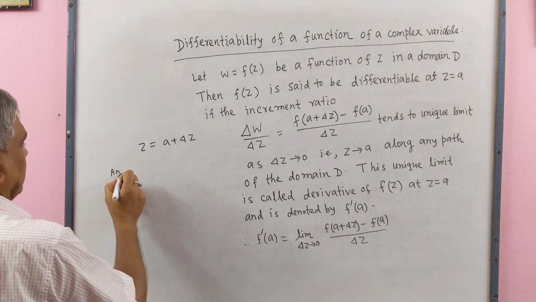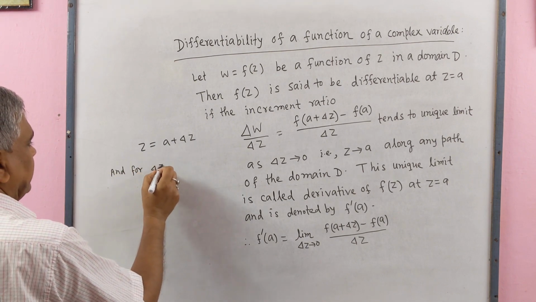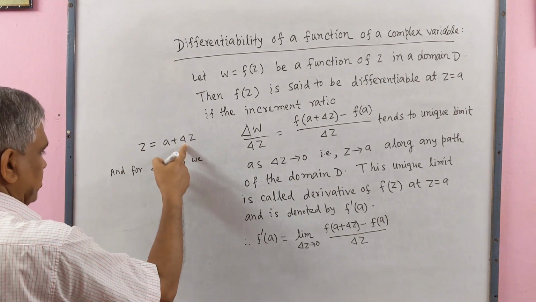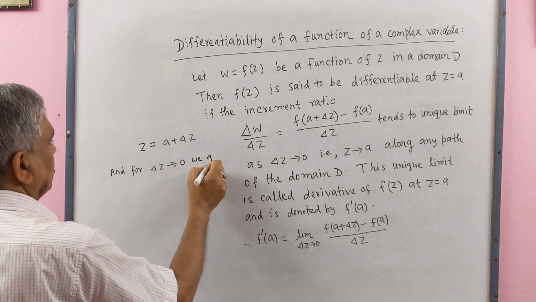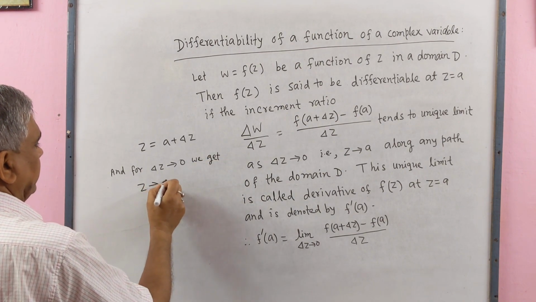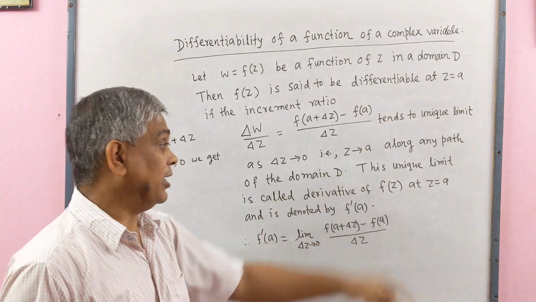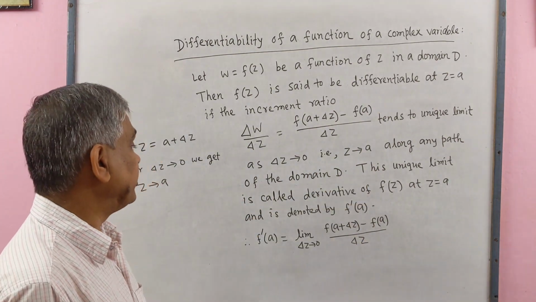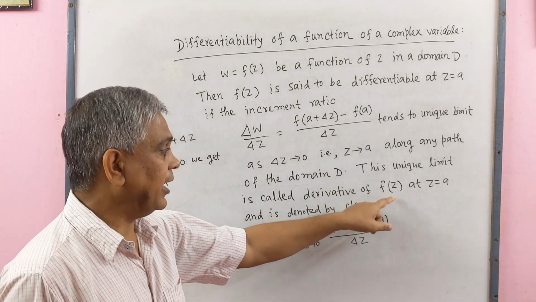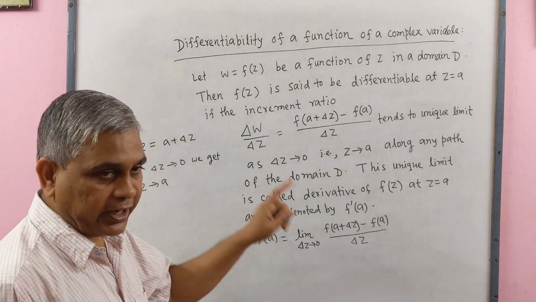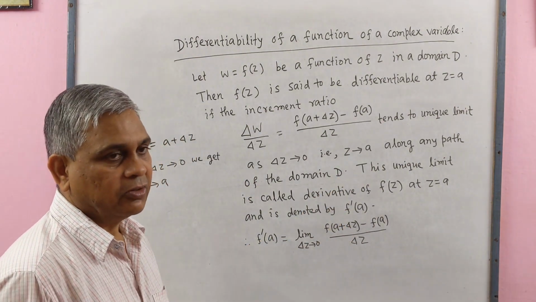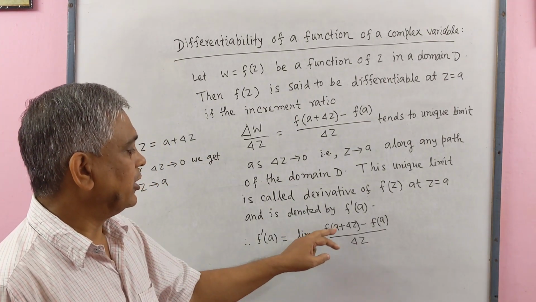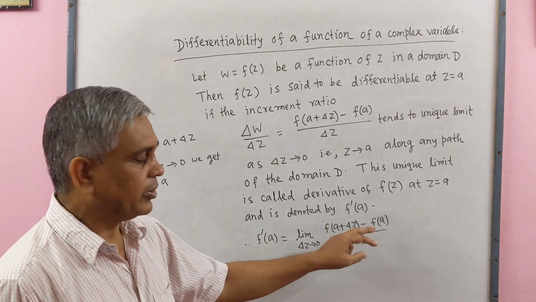For delta Z tends to 0, we get this 0 tends to 0, that means Z tends to A along any path of the domain D. This unique limit is called the derivative of f(z) at z equal to a and is denoted by f dash a. We write f dash a equal to limit delta Z tends to 0 of f(a plus delta Z) minus f(a) by delta Z.